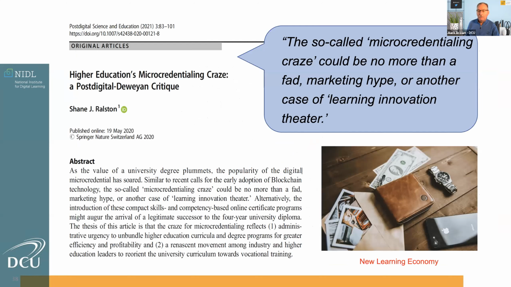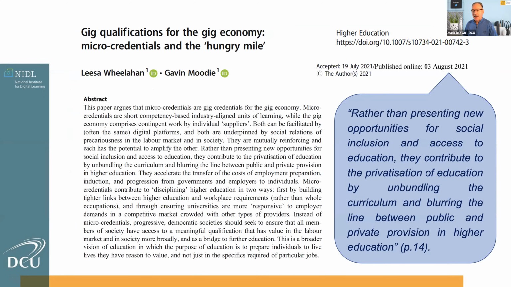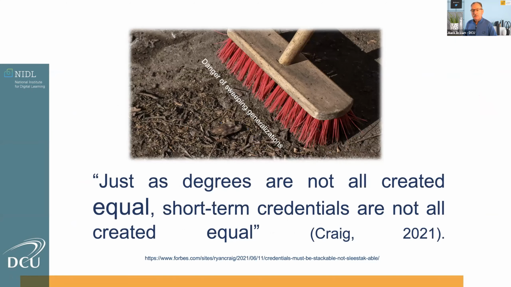So here's one of the more notable publications critiquing micro-credentials as just another fad and a new part of the new learning economy. And then this year, this publication saying that they're not at all about inclusion and access to education, but about unbundling and blurring boundaries between public and private provision in education. What we would say in response to those publications, they raise very important points, but just as degrees are not created equal, short-term micro-credentials are not all the same. So sweeping generalizations like this are not particularly helpful, to be honest.